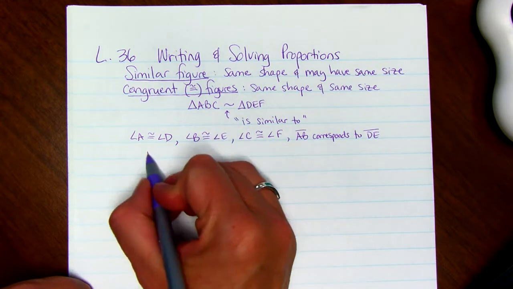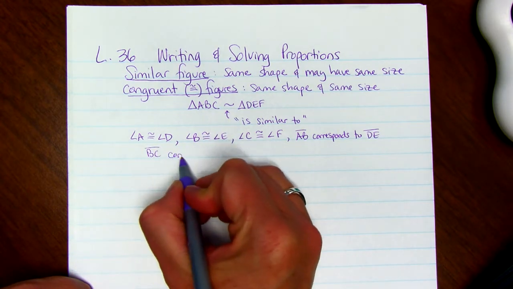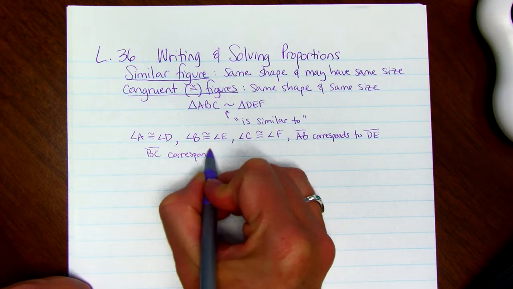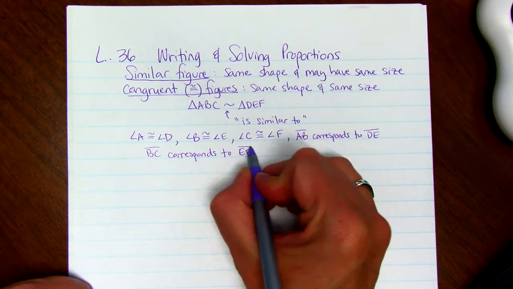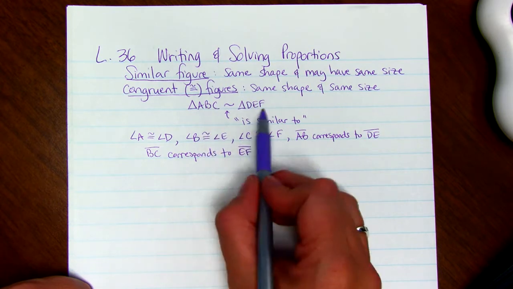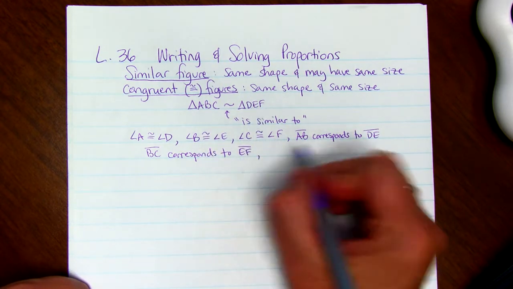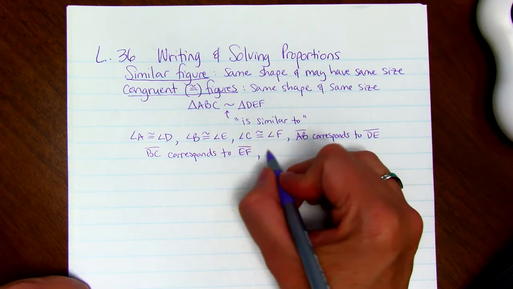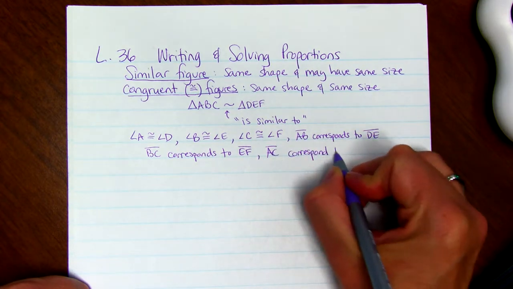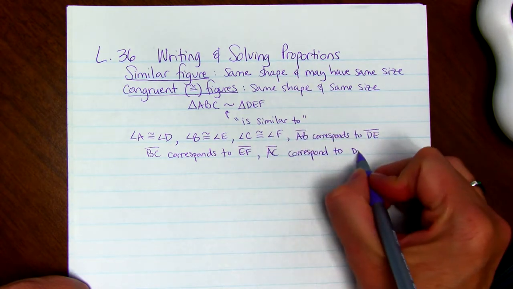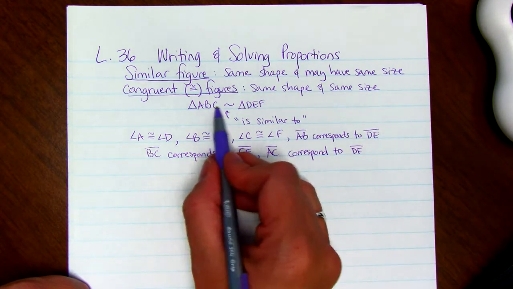So side BC corresponds to side EF. That's the last two letters, BC, EF. We've got to keep them in the same order. And finally, AC will correspond to DF. The first and the last letter, AC, DF.